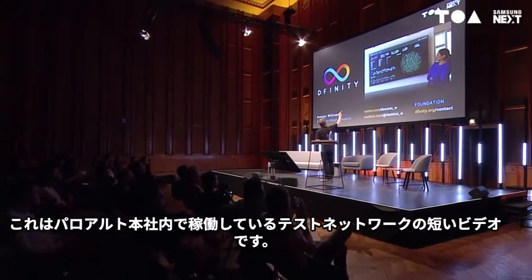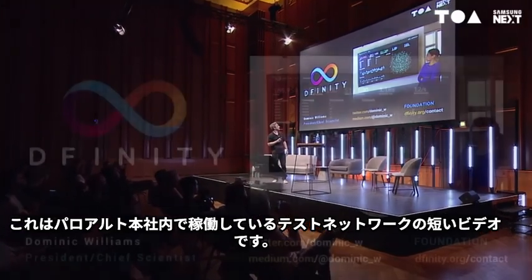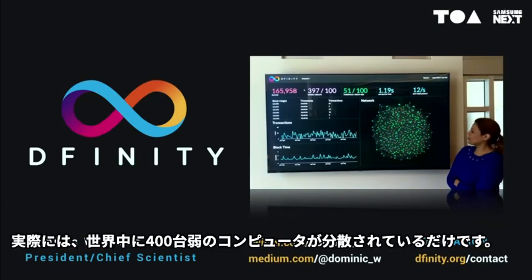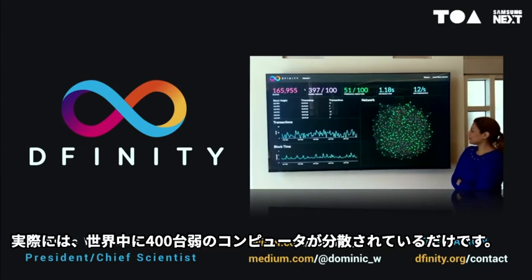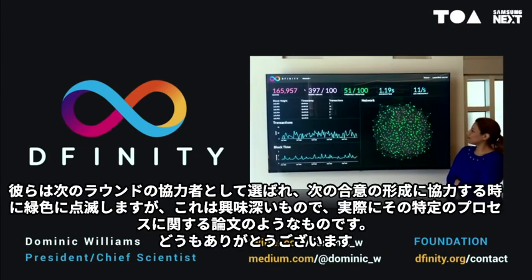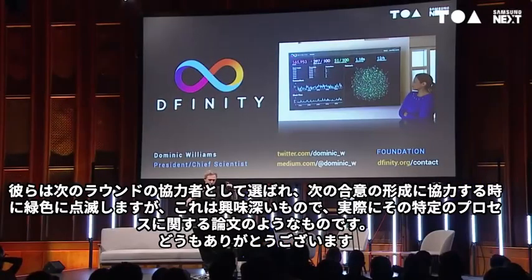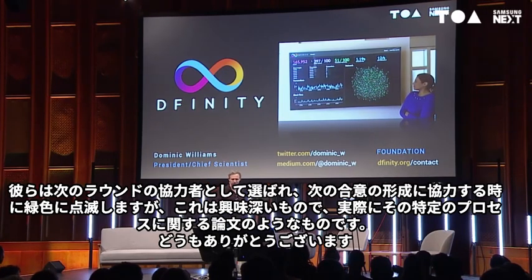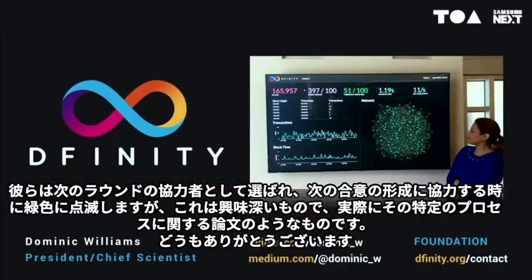This here is actually a short video of the test network running inside of our Palo Alto headquarters. It's just shy of 400 computers distributed around the world. They flash green when they are chosen to collaborate to produce the next random number and help create the next sort of piece of consensus. But it's an interesting thing. There's a paper actually on that particular process.